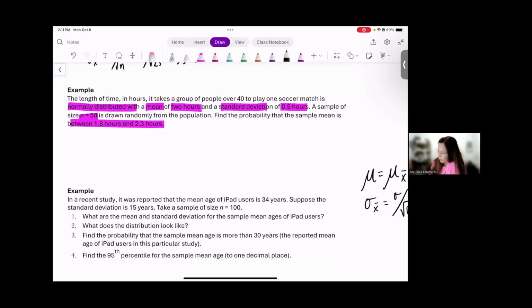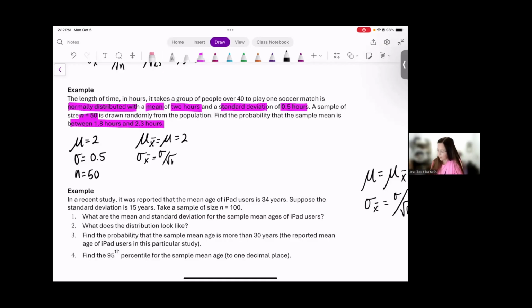So right off the bat, I want to record the population mean is 2 hours, the population standard deviation is 0.5 hours, and the sample size is 50. Now I want to know for the sampling distribution, what is that mean and what is that standard deviation? So the mean of the sampling distribution is going to be the mean of the population, which is just 2. But the standard deviation of the sampling distribution is going to be the standard deviation of the population divided by the square root of the sample size, which is 50 in this case.